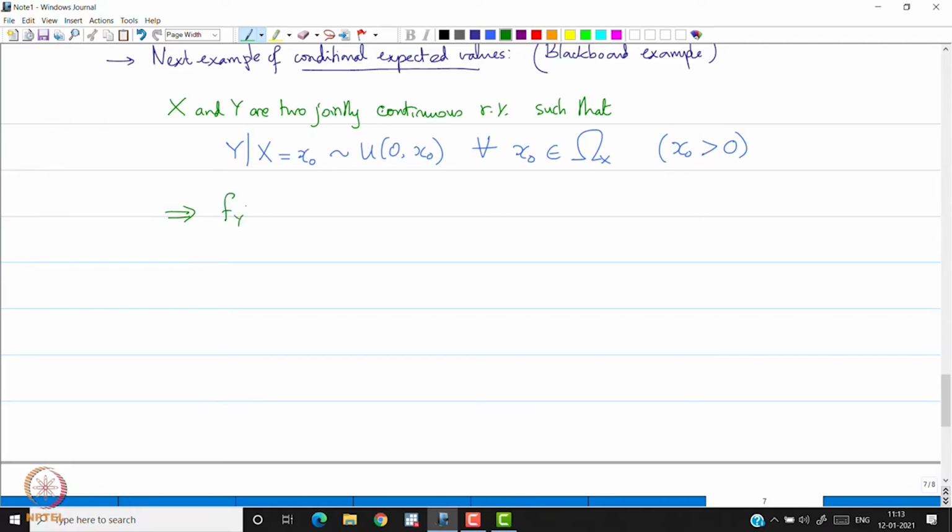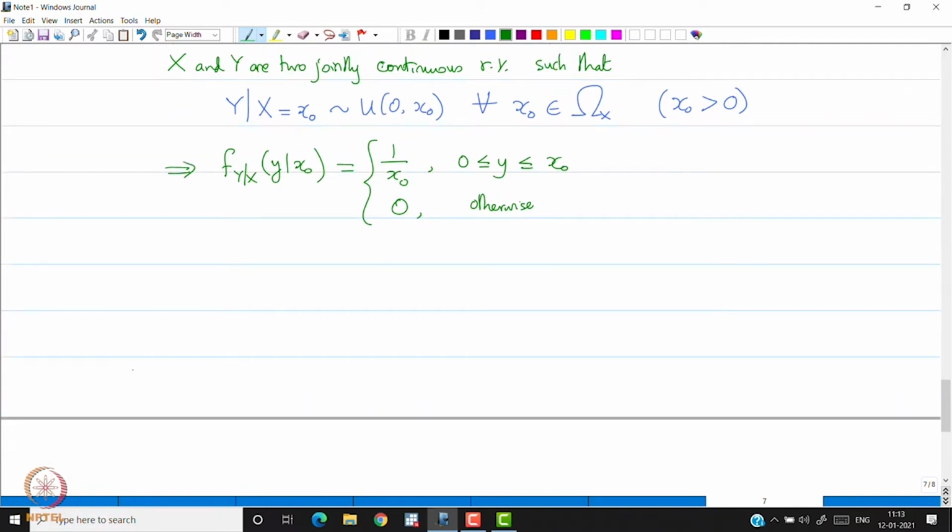the conditional PDF of Y given X equal to x naught is basically 1 by x naught for small y, the argument of this conditional PDF, between 0 and x naught, and it is 0 otherwise. That's the meaning of the statement up there, that the distribution of Y given X equal to x naught is uniform on 0 to x naught. So this is the first point.